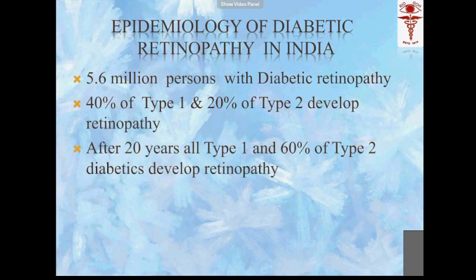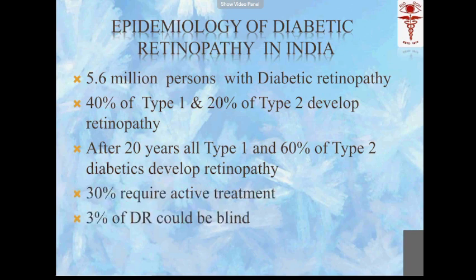The importance of identifying and treating diabetic retinopathy in early stages is very, very important, because once it has advanced to the proliferative stage, the treatment is very, very difficult. Out of these people, 30% require treatment and 3% can be blind because of diabetic retinopathy. So all the pathology will occur in the retinal capillaries.